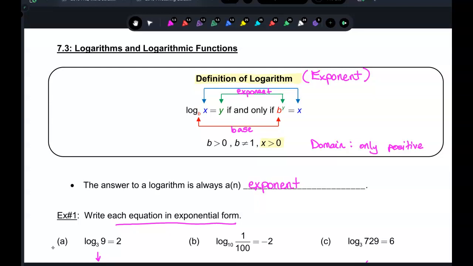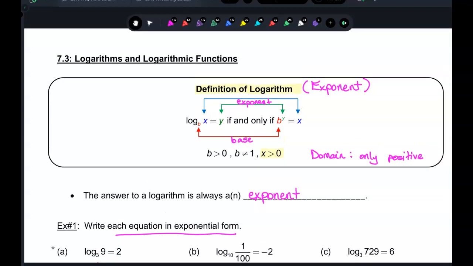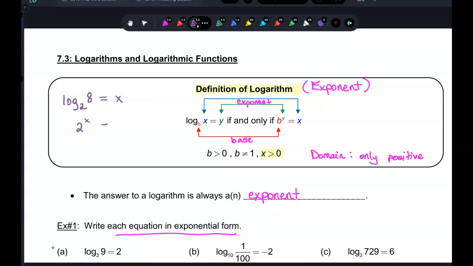So just recall, for example, if I say, what is the log base 2 of 8? So I'm saying 2 to what power gives us 8? So x would be 3. So that means the log base 2 of 8 is 3. Okay, so logarithms are exponents.